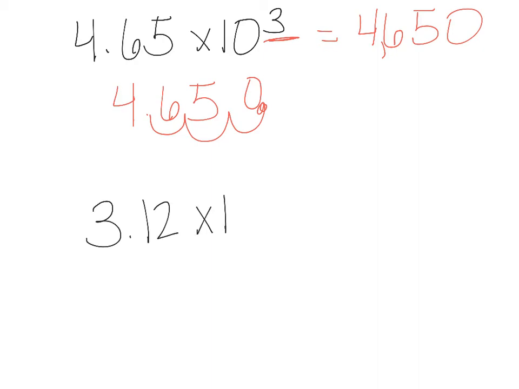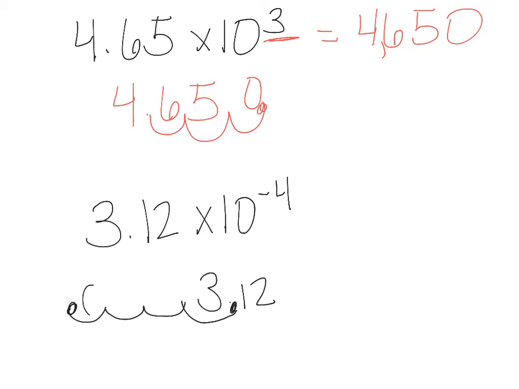Now let's say I had 3.12 times 10 to the negative 4th. Okay, so I'm going to write out my 3.12, and it's to a negative 4, which means my number is going to be smaller than 1. I'm going to have to move the decimal to the left 4 times. So 1, 2, 3, 4. And I'm going to fill these numbers in with zeros.